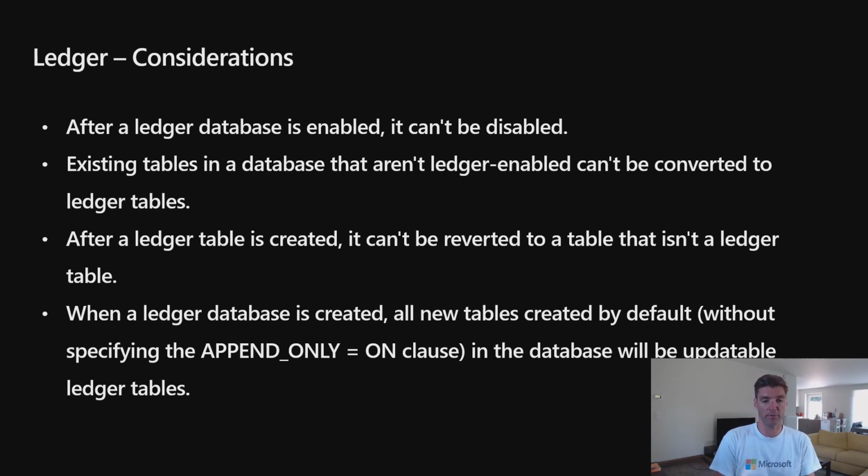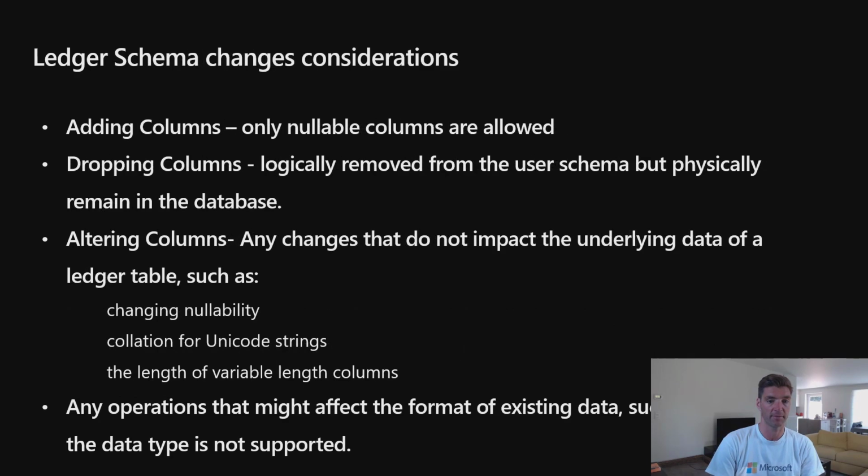Yeah, and like I already mentioned, when a ledger database is created, all new tables will automatically be updatable ledger tables, unless you specify the option append only, right? Then you will have an append only ledger table. We also have some schema considerations. So adding a specific column to a ledger table is supported. The only restriction that we have is that it needs to be a nullable column. So only nullable columns are allowed.